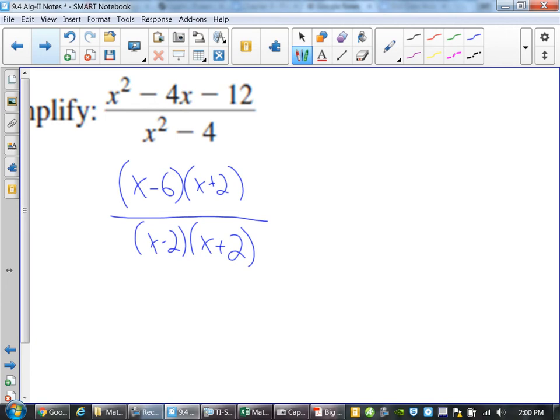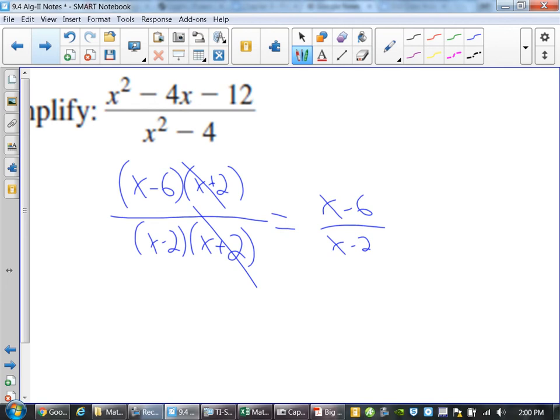And that allows me to have, I want you to notice that everything now is written as terms. Everything's being multiplied together, which means I can simplify out pairs of 1. What simplifies? The plus 2's. So you get x minus 6 over x minus 2.